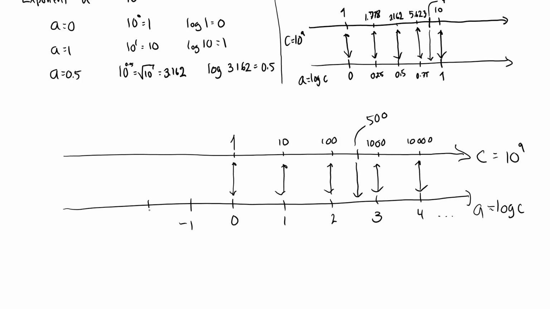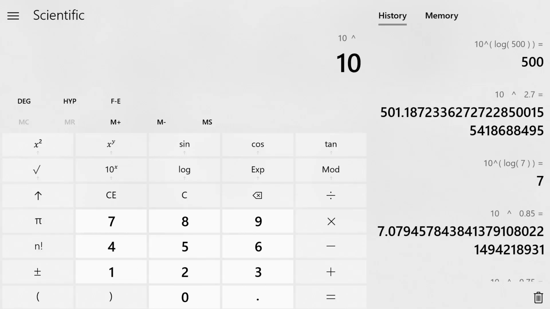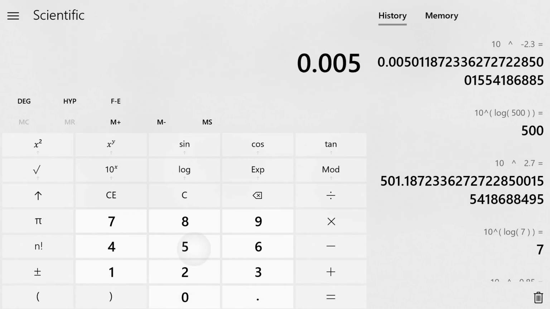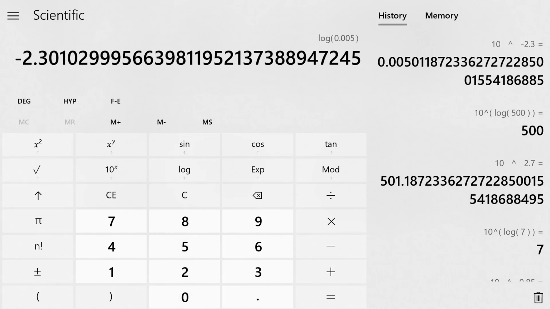We can also extend these two real lines to the left. We can do exponents -1, -2, -3, and so on, and powers 0.1, 0.01, 0.001, and so on. For example, the common logarithm of 0.005 is between -2 and -3. 10 to the -2.3 is slightly above 0.005, and the common logarithm of 0.005 must be slightly less than -2.3. This is the exact answer.